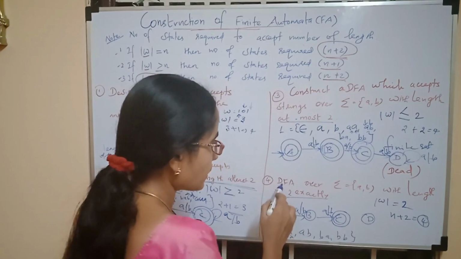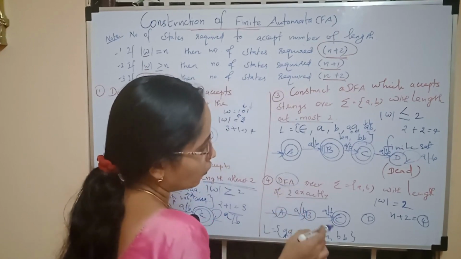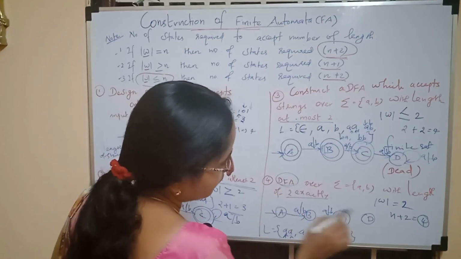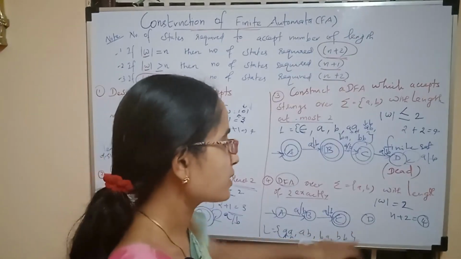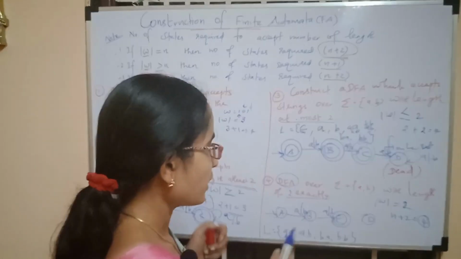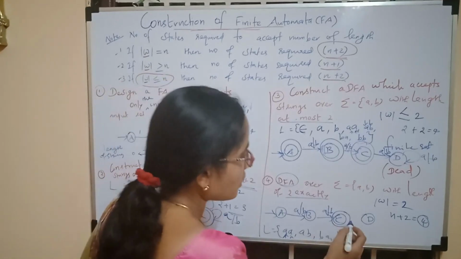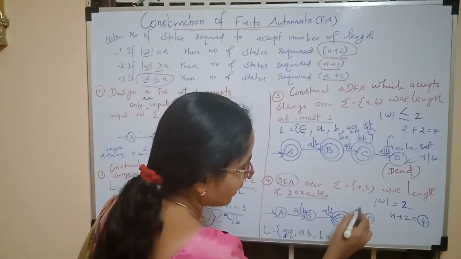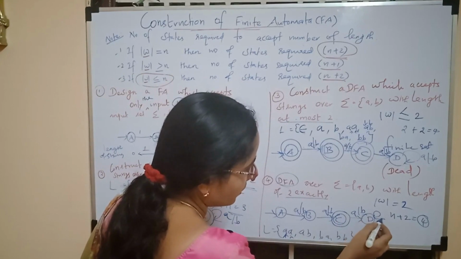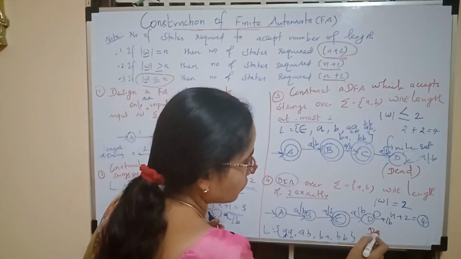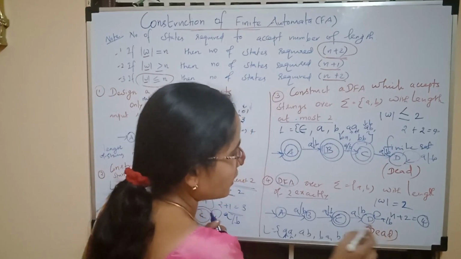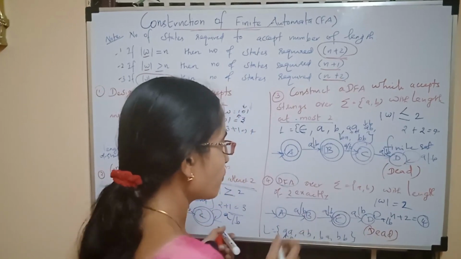Since they are asking to draw the DFA, what will happen? This state is remaining, right? You have the D state. So when I get any other string after C, either A or B, I should go to the dead state. This will be a dead state, and this one will be the final state.